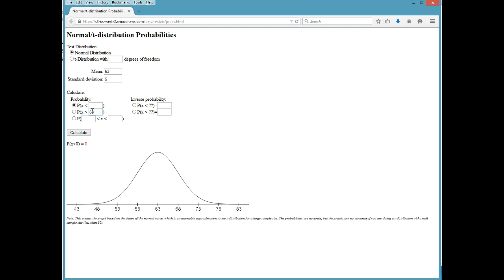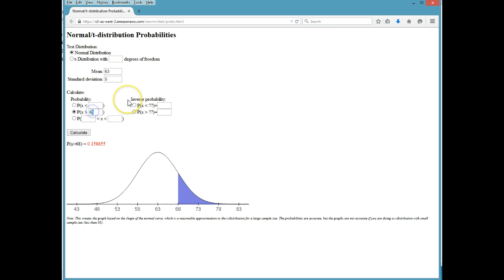Let's go find out the probability of getting a score greater than 68. We'll click on the greater than box. Notice it shades this way. And the probability of getting a score greater than 68 is 0.158655. Again, remember in the videos you watched earlier, the total area under this curve is 1. So we expect the answer to be less than 1.